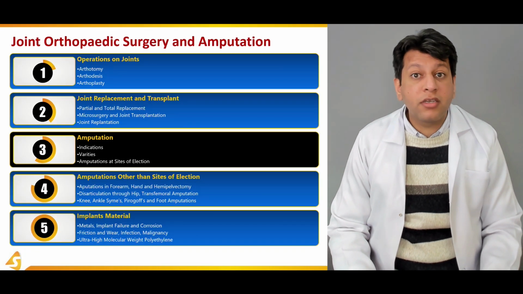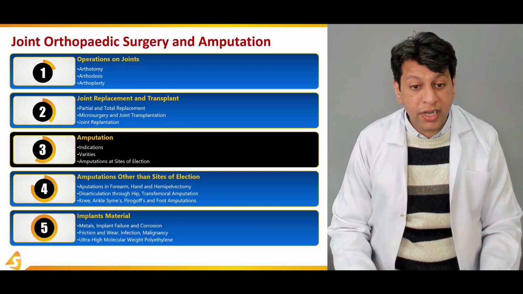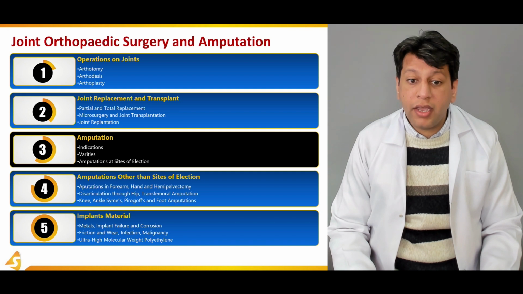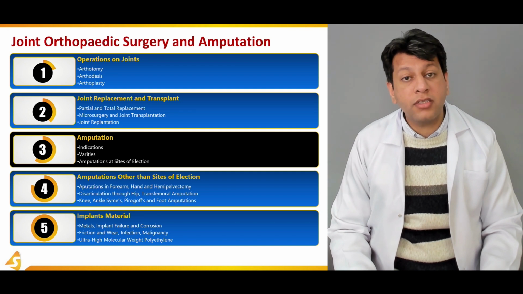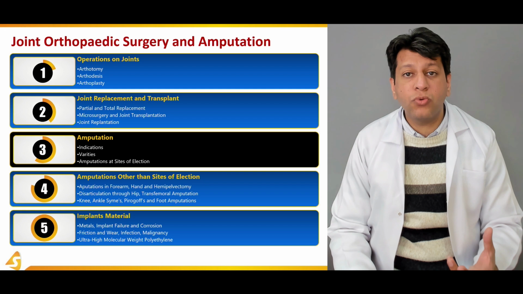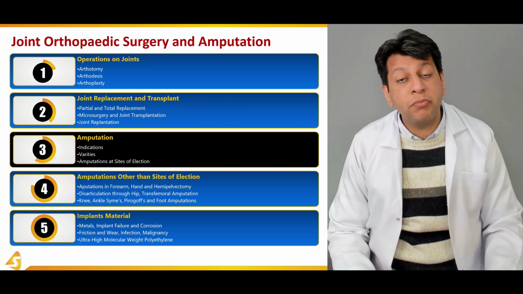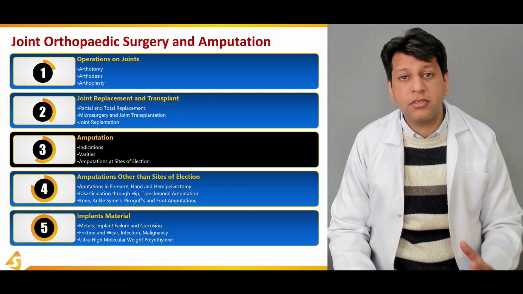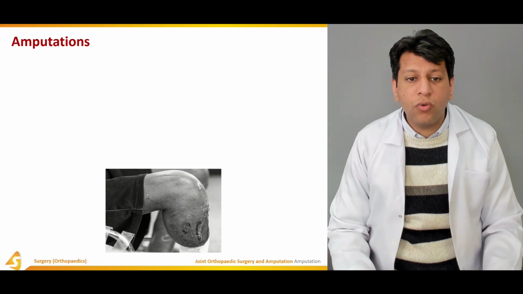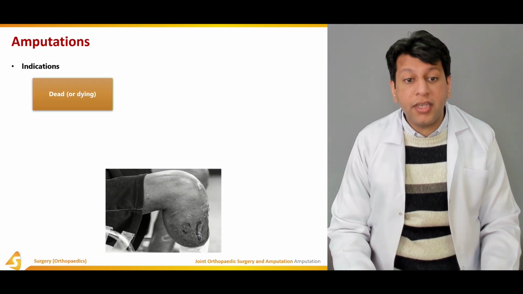We will briefly discuss its indications, its varieties, what are different types of it, and then amputation at the sites of election, that is, other than the most commonly performed sites, which may be required at times in certain circumstances. Now, what is an amputation and what are its indications?